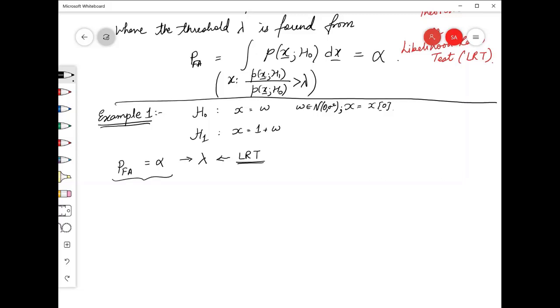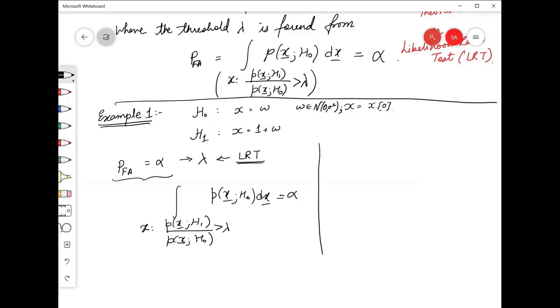So, probability of false alarm is what? It is the integral over x belonging to this range. Again, I'm writing the same thing: probability of x given h0 dx is equal to alpha.